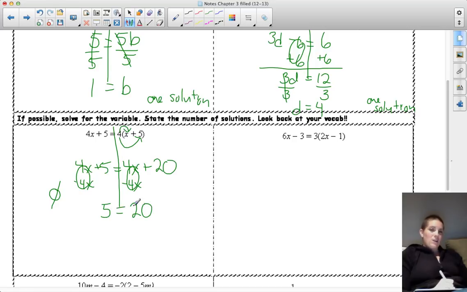Can 5 equal 20? Goodness, I hope you say never. It's never true. So we cross out our equal sign because it's not possible. And at this point, then, we have to say that there are no solutions.